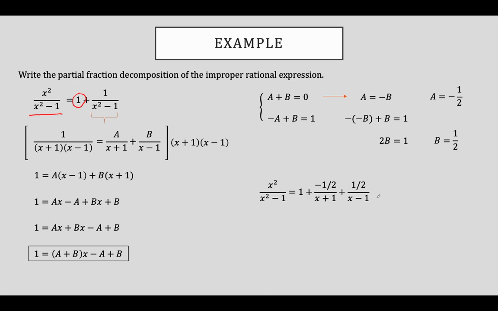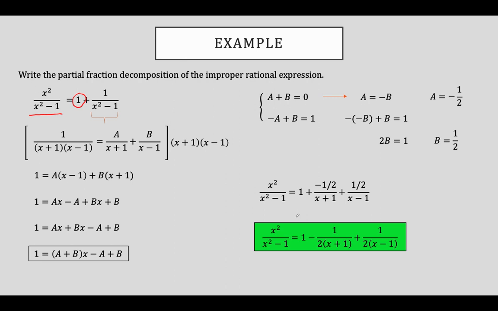Now, we almost have a final answer here. The only thing ugly about this is our complex fractions. So we simplify these complex fractions. This denominator 2 ends up in the denominator of our fraction. This denominator 2 ends up in the denominator of the next fraction. We can, instead of adding a negative, just rewrite adding a negative as subtraction, giving us our final answer. X squared divided by x squared minus 1 equals 1 minus 1 over 2 times the quantity x plus 1 plus 1 over 2 times the quantity x minus 1.